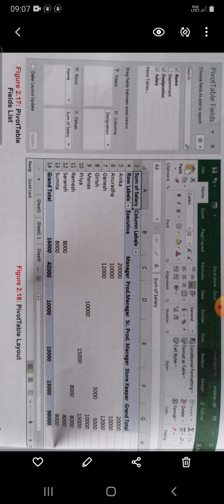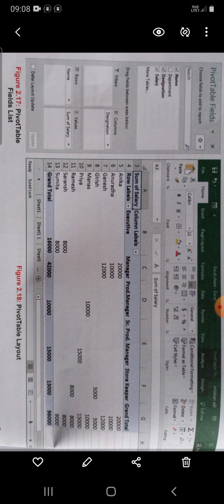This is how the pivot table functions or works. You can analyze, you can feel the difference between table 2.15, in which all the employees with their departments and designation has been displayed. That is, in table 2.15, the data is in mixed form, but in table 2.18 it reveals more information. Figure 2.18 reveals more information than figure 2.15.